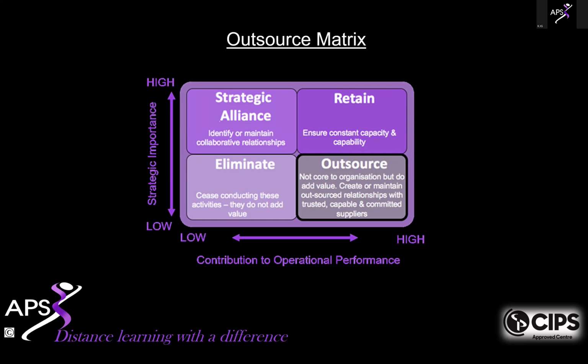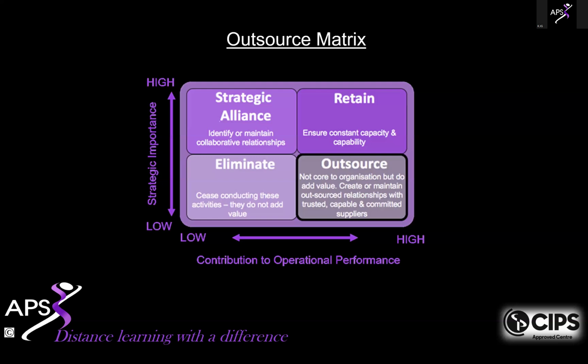The axes are based on low to high, and the horizontal axis is the level of contribution to operational performance that the function has, and the vertical axis is the level of strategic importance. And this gives us four options for the functions we are looking at evaluating: form a strategic alliance, retain, eliminate, or outsource.